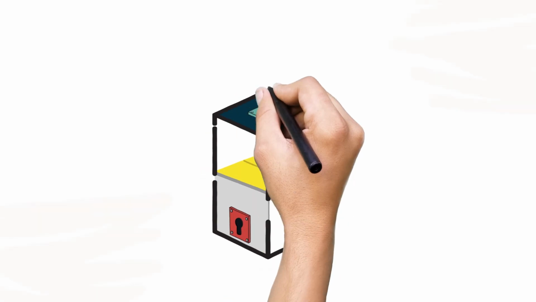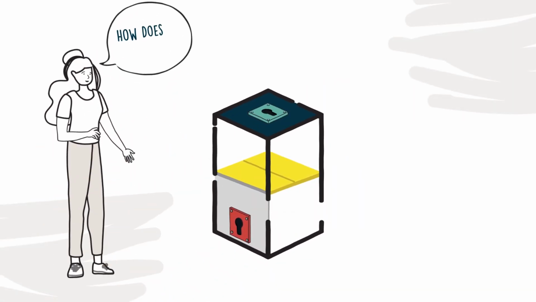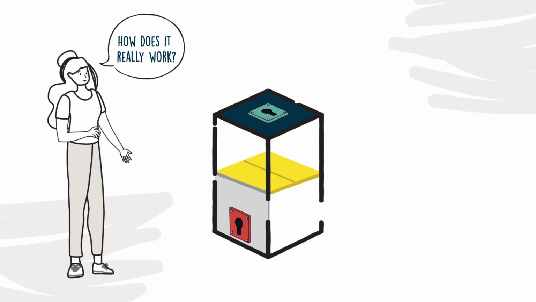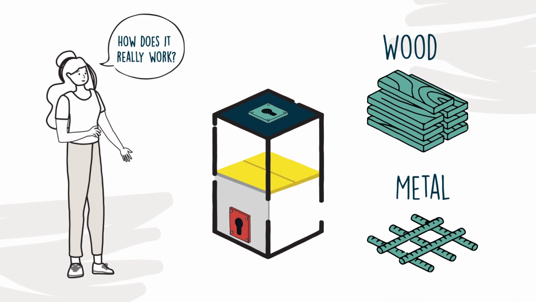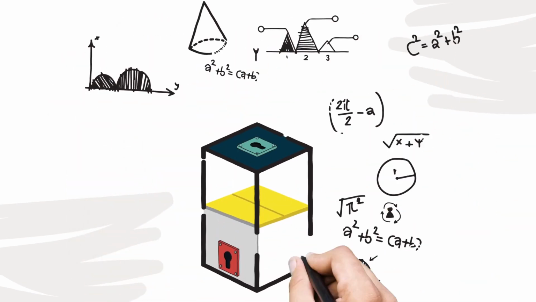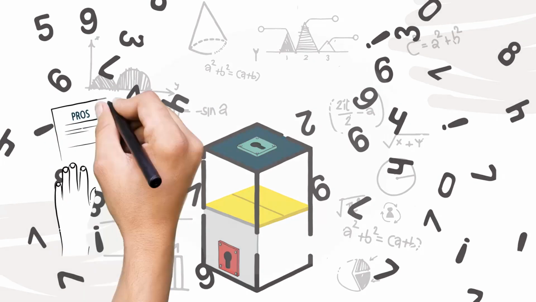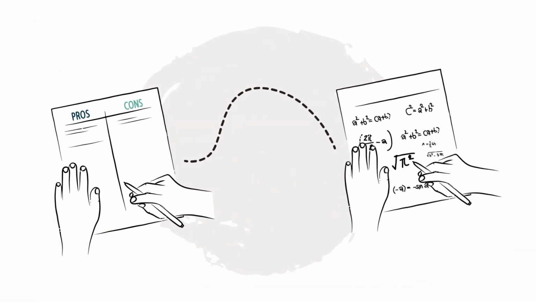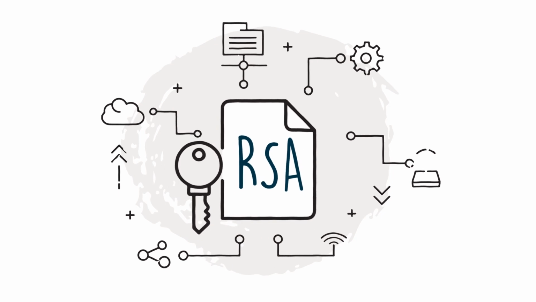Coming back to that special box with the trapdoor, some of you might not be satisfied with just an analogy and wondering how to construct such a special box. Instead of wood and metal, it is made with mathematics and code. There are many construction methods with different pros and cons. There's one that you might have heard of called RSA.